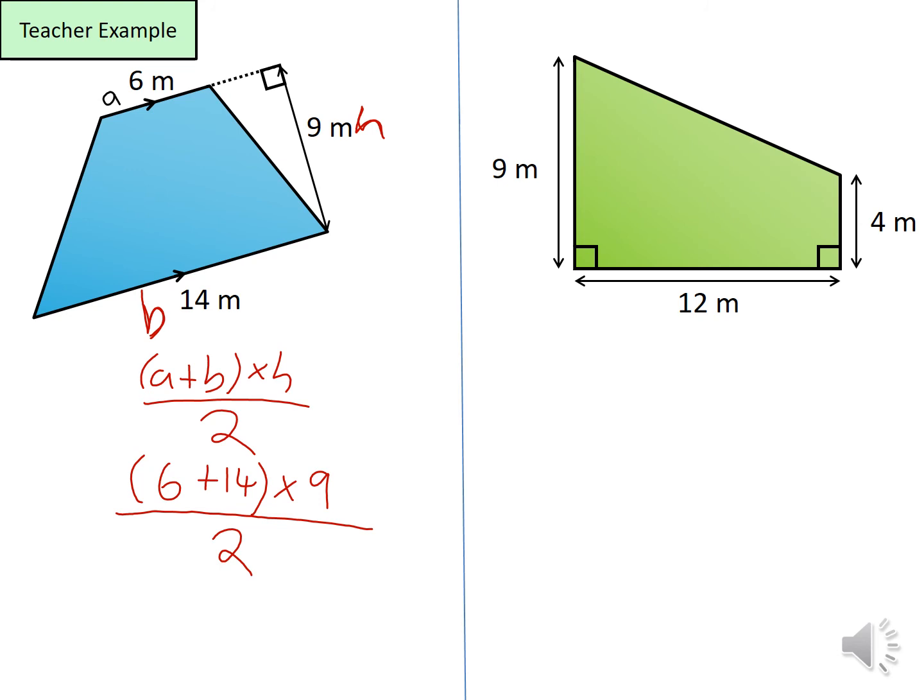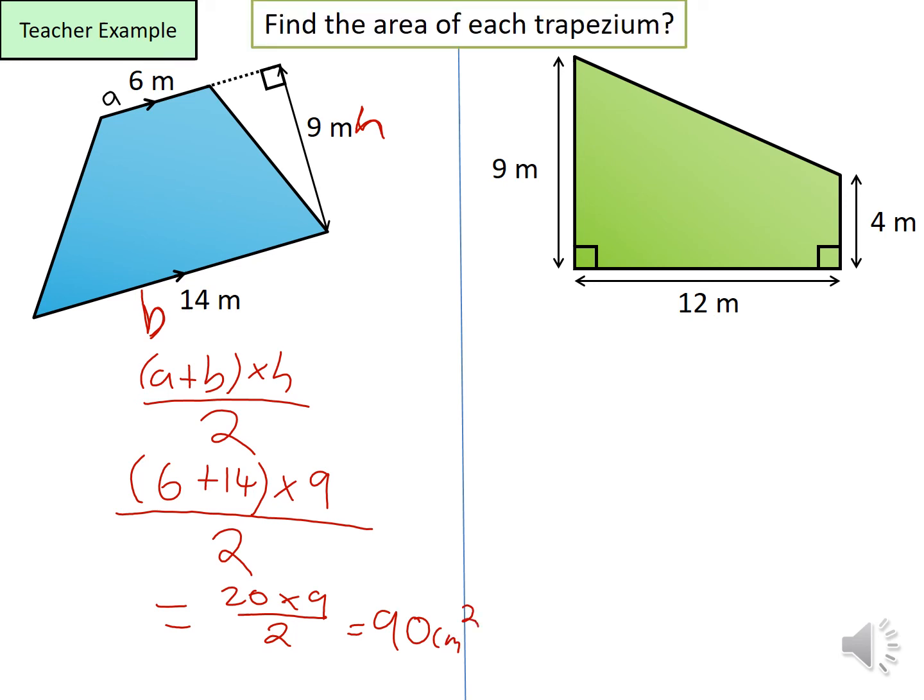If we put that into the calculator, or if you want to follow the operations of BIDMAS, we do our brackets first. 6 plus 14 gives me 20, times 9 all over 2. 20 times 9 is 180, divided by 2 gives me 90 centimeters squared. Can you please have a go at the question on the right hand side? Once you are finished, come back and I'll go through it myself.